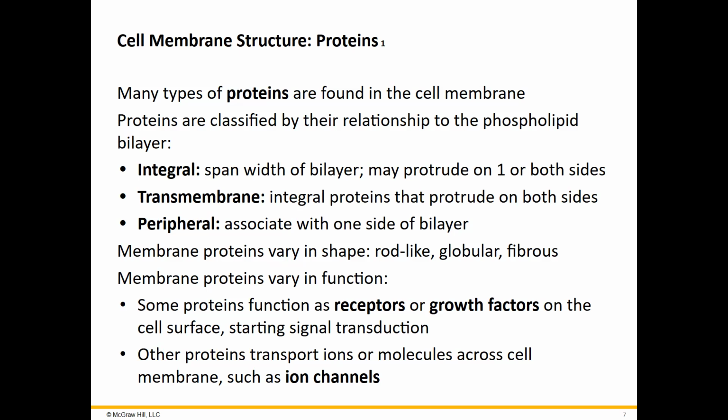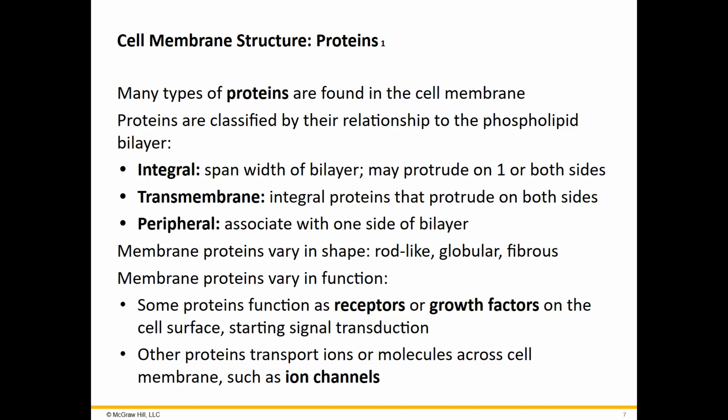So integral, if it's embedded into the layer and protrudes on at least one side. It's a transmembrane protein if it protrudes on both sides, basically creating a channel all the way through the cell membrane. And if it's just hanging out there on either the inner or outer layer, it's just called a peripheral protein.